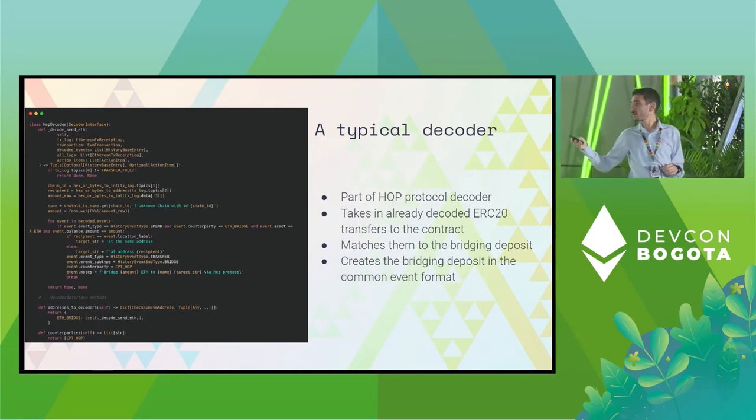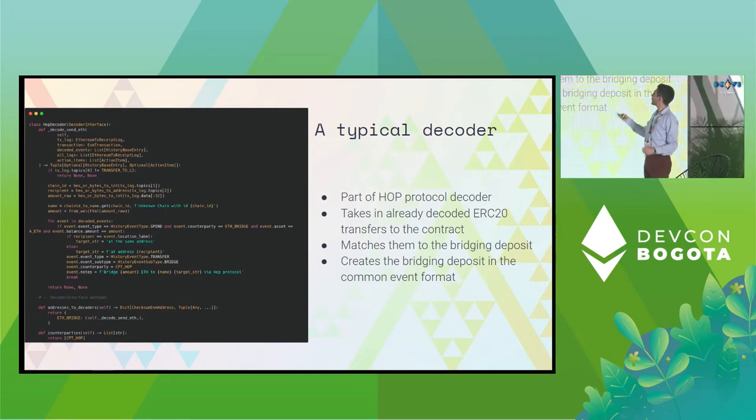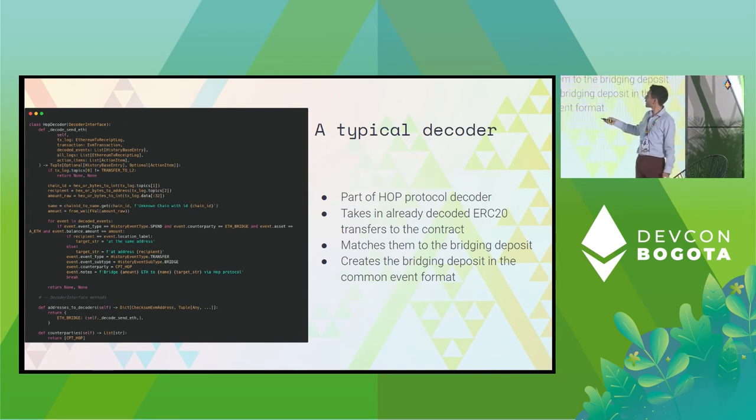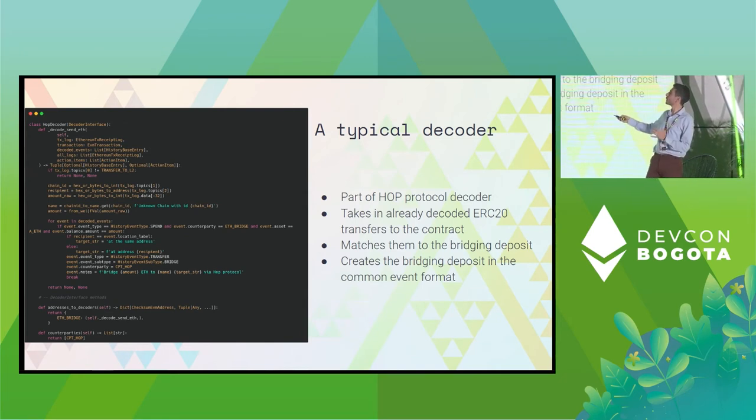This is how the source code looks. This is, I think, Hop Protocol, to bridge to another chain. So it's hard to read, probably. But the idea is that from the ERC20 transfer decoder, you get the ERC20 transfer. And then you see, oh, it's a spend.